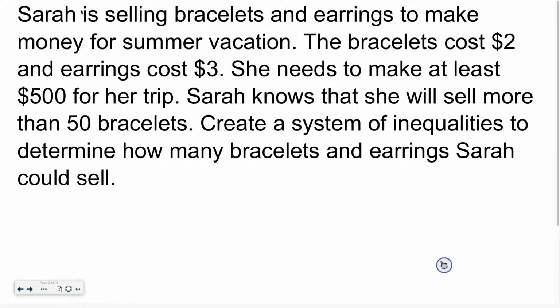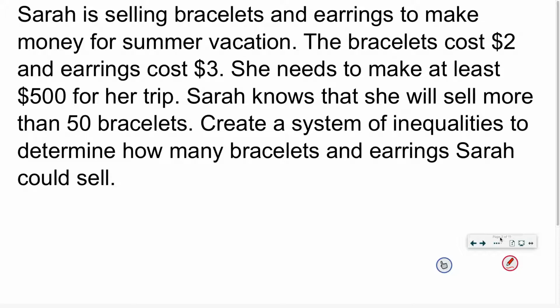Okay, so this is going to be the example that we work with today. And I said yesterday, I'm pretty sure it has something to do with jewelry. I totally remembered. Sarah is selling bracelets and earrings to make money for summer vacation. The bracelets cost $2 and the earrings cost $3. She needs to make at least $500 for her trip. Sarah knows that she will sell more than 50 bracelets. Can we create a system of inequalities to determine how many bracelets and earrings Sarah could sell?